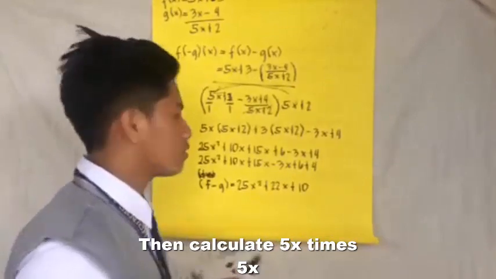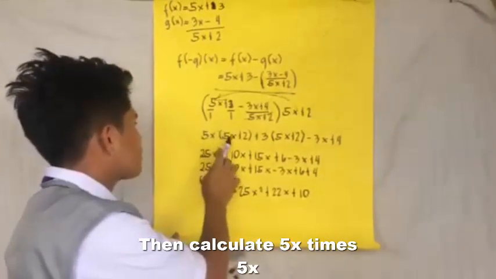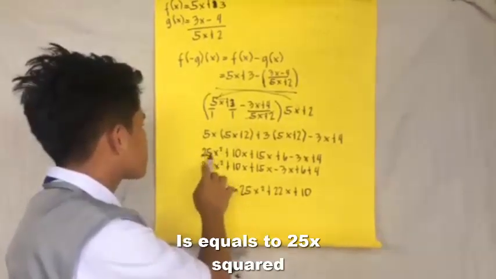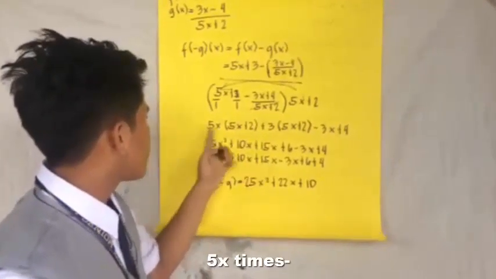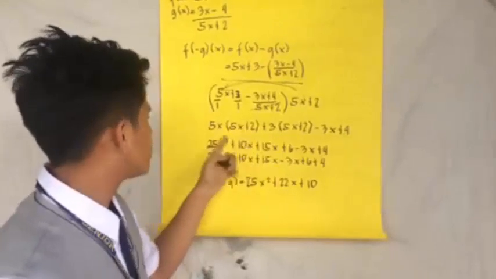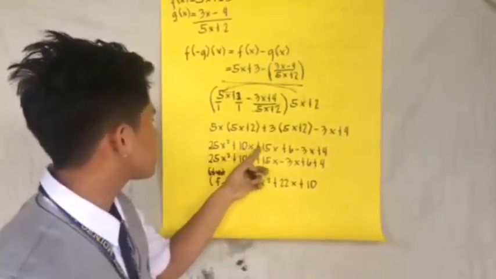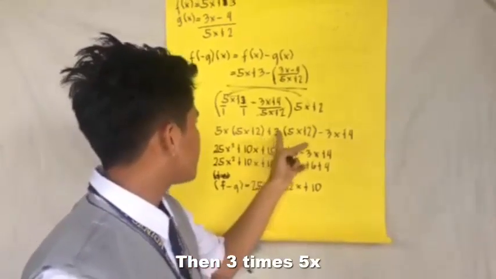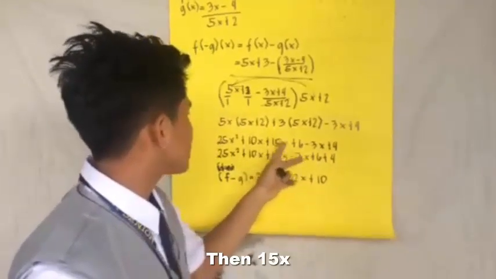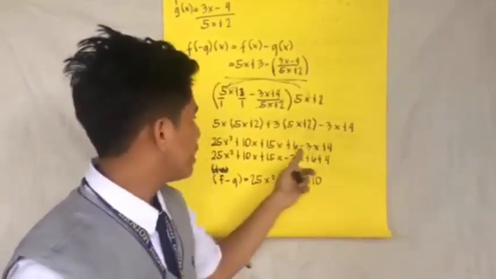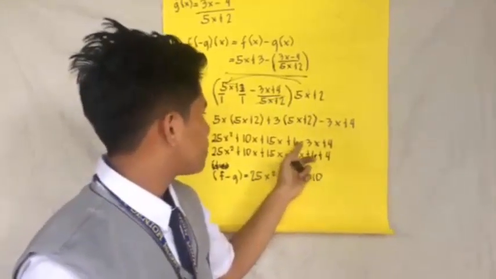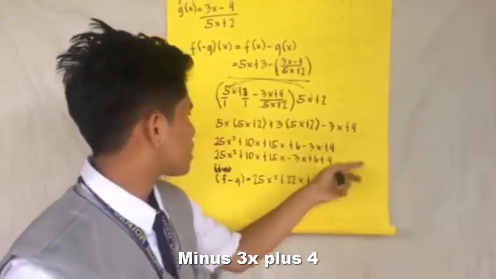Okay, then calculate: 5x times 5x is equal to 25x squared. Then 5x times 2 equals 10x. Then 3 times 5x is 15x. 3 times 2 equals 6. Then copy the last term, minus (3x minus 4).